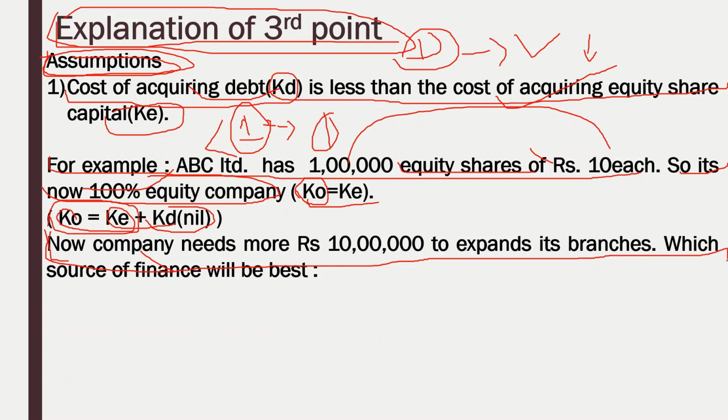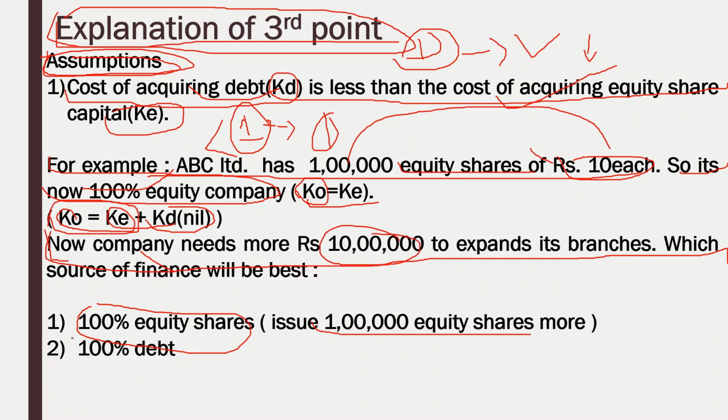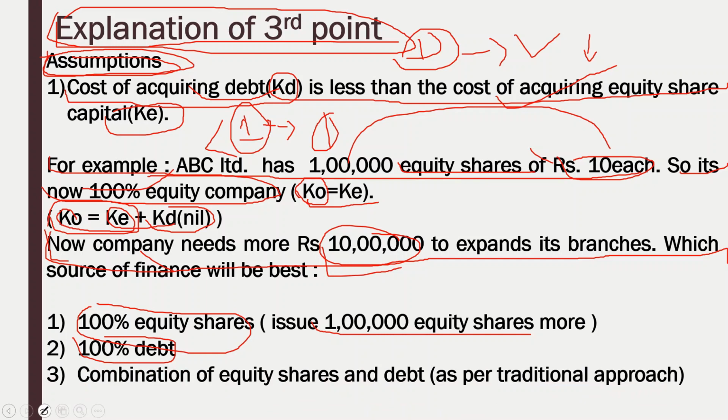Which source of finance will be best? Our first option could be to use 100% equity shares, means we should issue 1 lakh more equity shares at the same rate of 10 rupees each to get this 10 lakh rupees as finance. Our second option could be to use 100% debt to acquire 10 lakh rupees. Our third option could be to use a combination of the first and second, means a combination of equity share capital and debt.